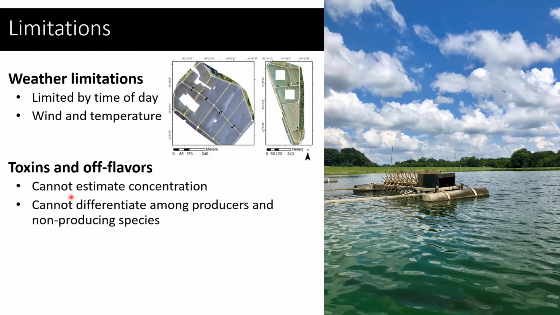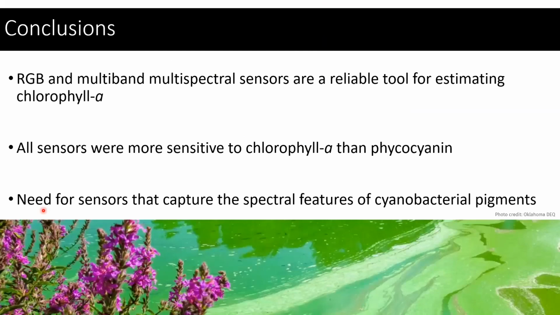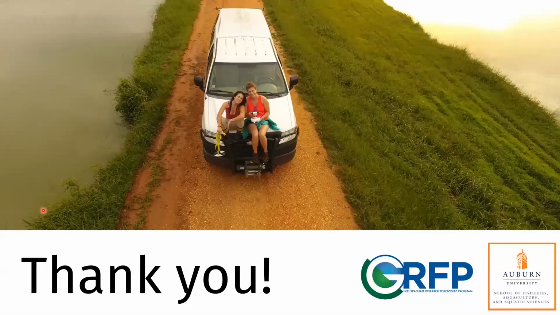And then the other really important limitation is that the drone cannot estimate the concentration of toxins or off flavors, and it cannot tell between toxin producing species. But for the most part, we found that visible and multiband sensors are reliable for estimating chlorophyll, not as reliable for estimating phycocyanin. And we do need a sensor that can actually capture the unique spectral features of cyanobacterial pigments.